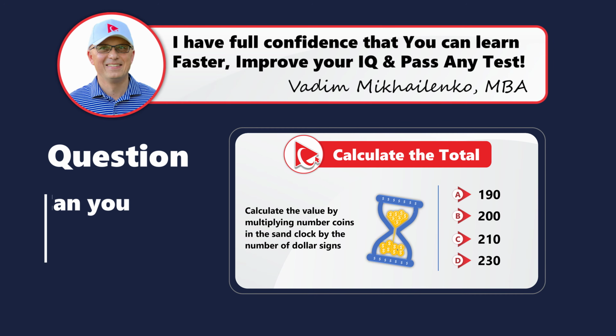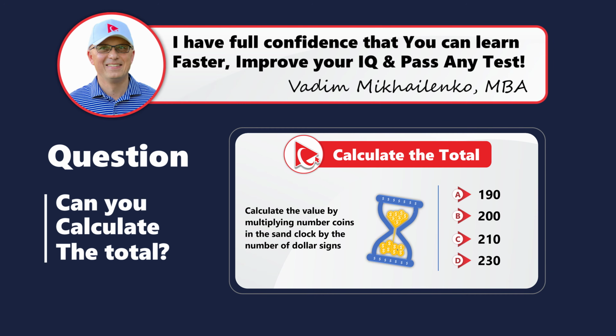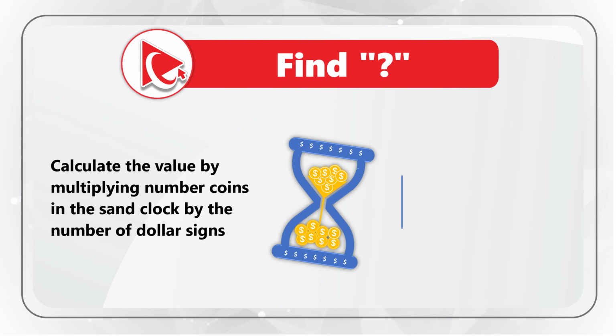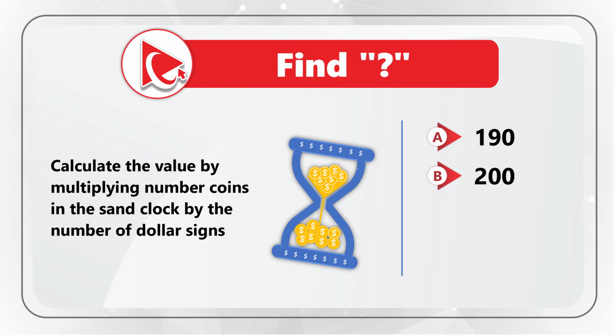Here's an amazing question to test your math skills. You need to calculate the value by multiplying the number of coins in the cent clock by the number of dollar signs at the top and at the bottom. And calculations should be one of 4 possible choices. Choice A, 190. Choice B, 200. Choice C, 210. And choice D, 230.